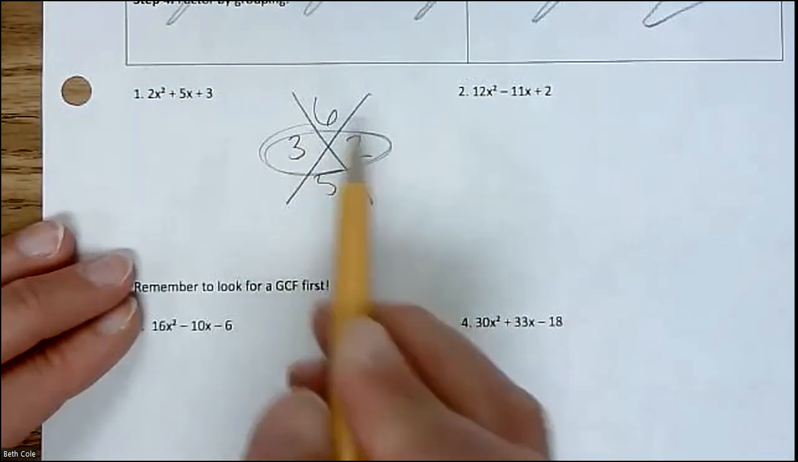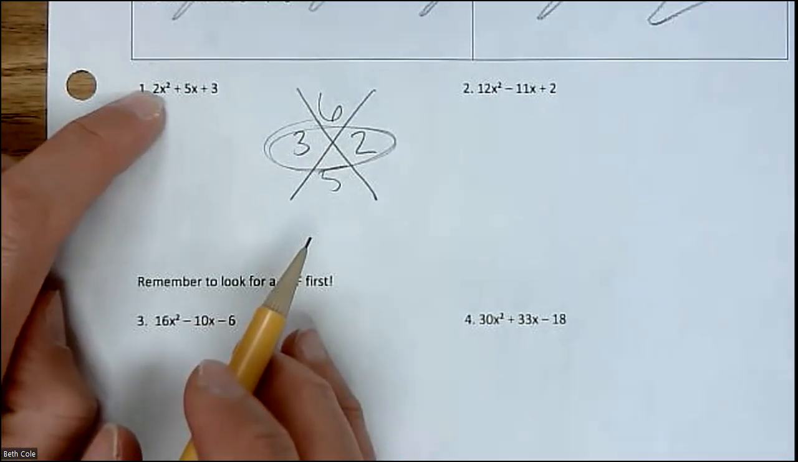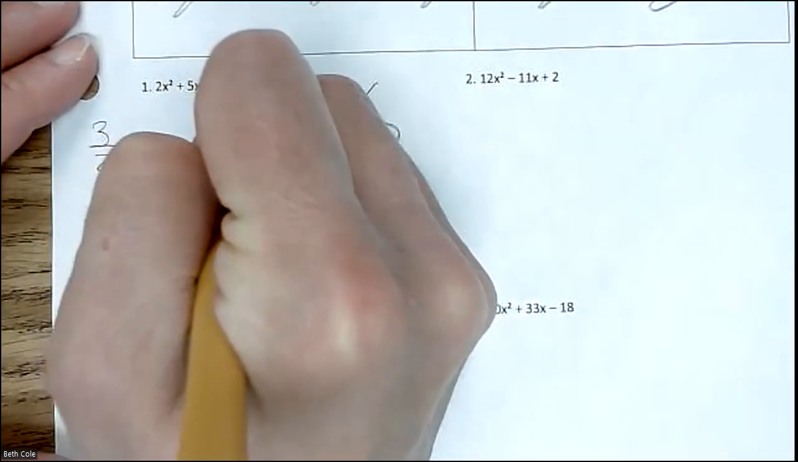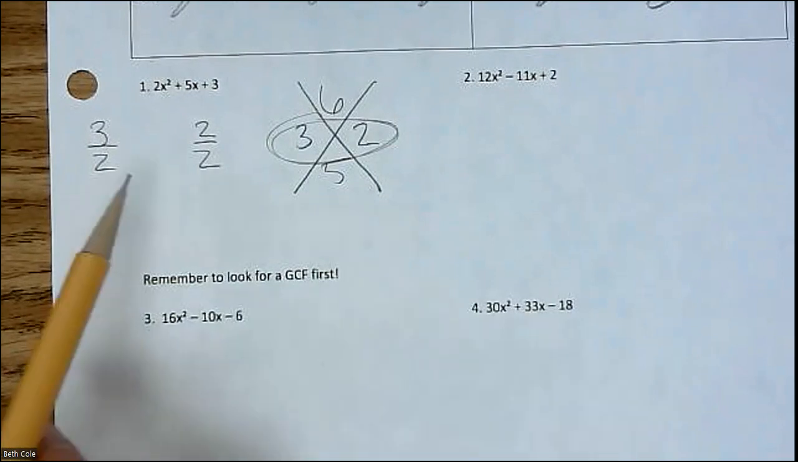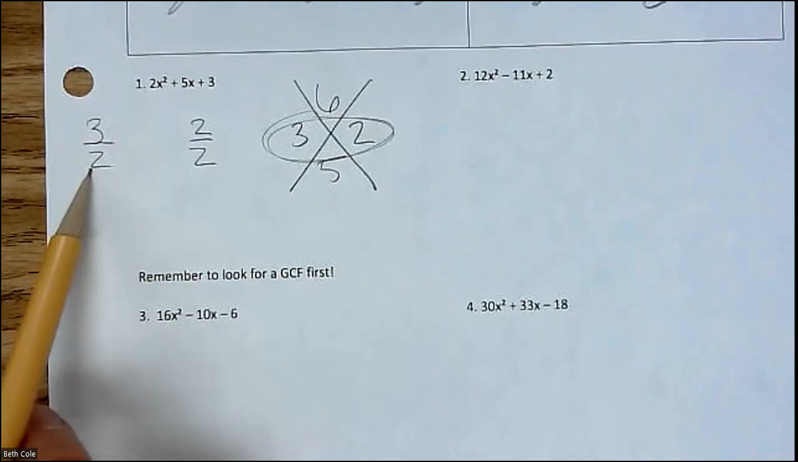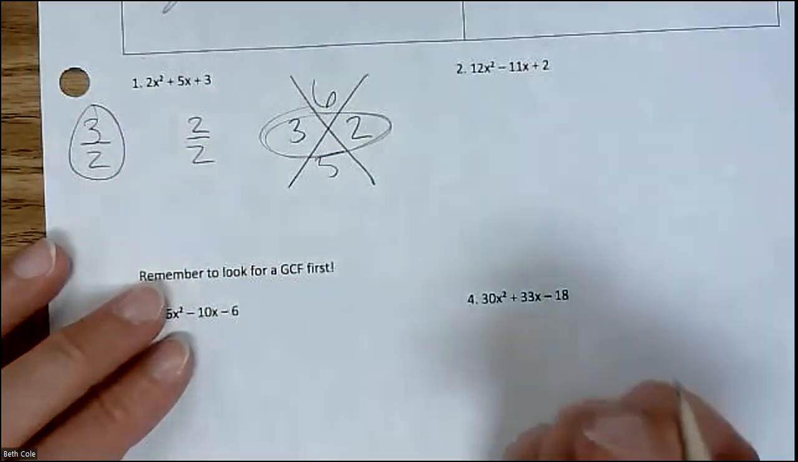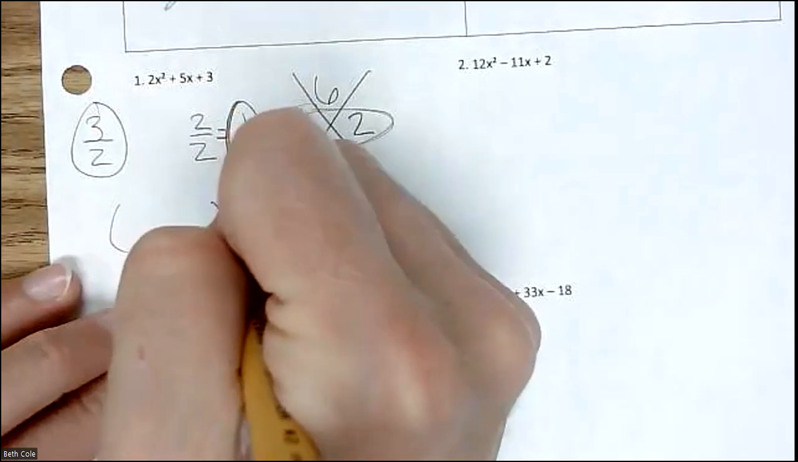Now you're going to take those and put them over 2. Whatever's your first number. So you're going to take them and put them over 2. So does 3 over 2 reduce? No, just leave it. 2 over 2 reduces weirdly to 1 over 1. And then basically you just write your answer.